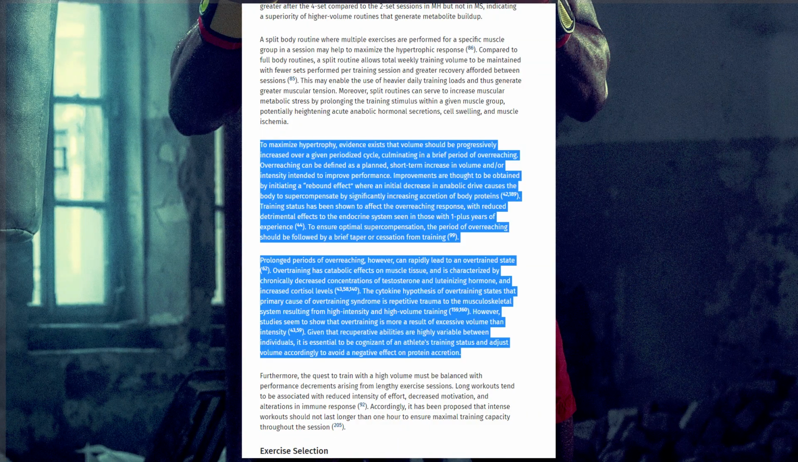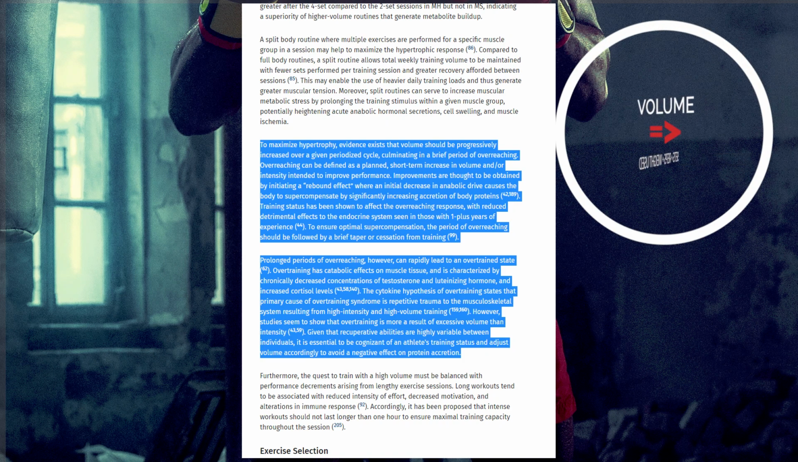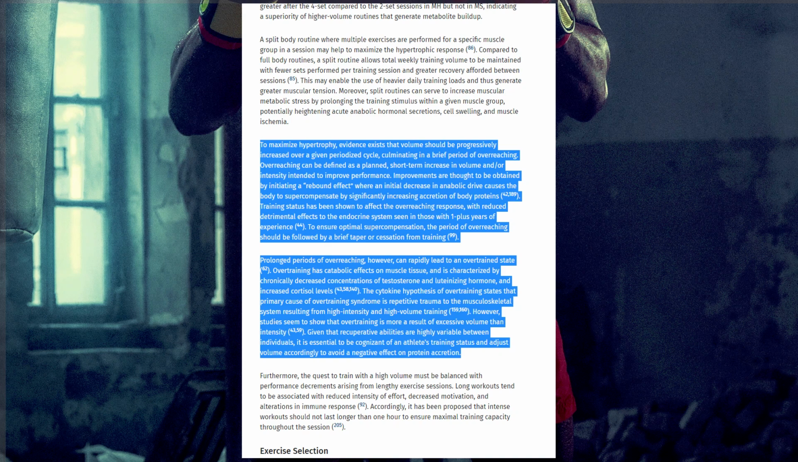Alright guys, the last factor we are going to be looking at is going to be volume, and volume basically stands for the total amount of sets and reps used during your training session, and it also looks at the weight used during those sets and reps. So the first study says that to maximize hypertrophy, evidence exists that volume should be progressively increased over a given periodized cycle, and this is absolutely crucial.